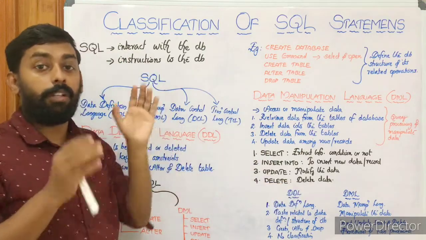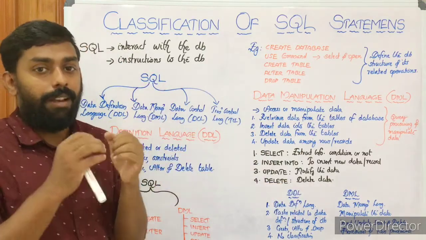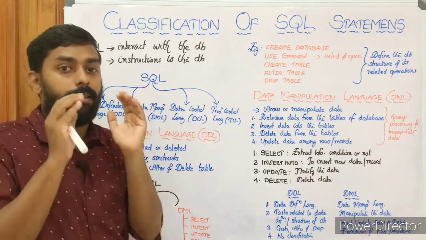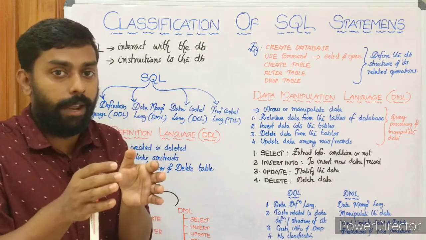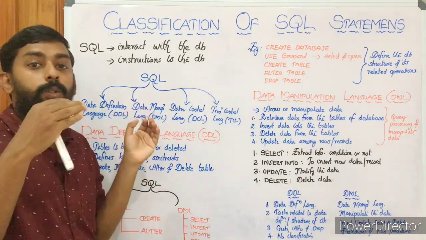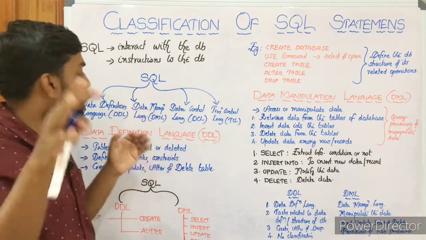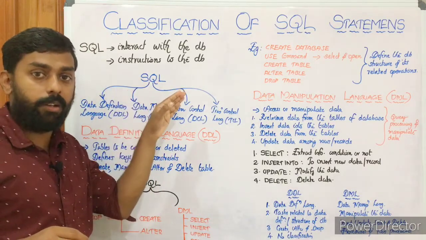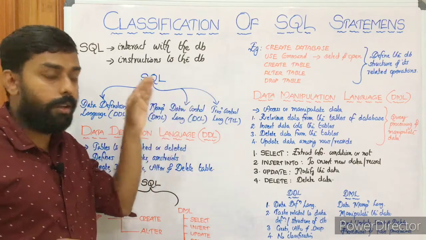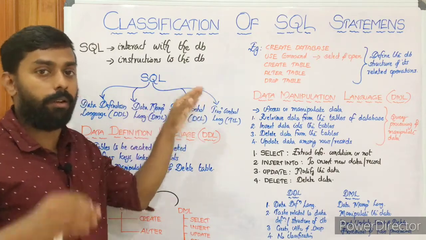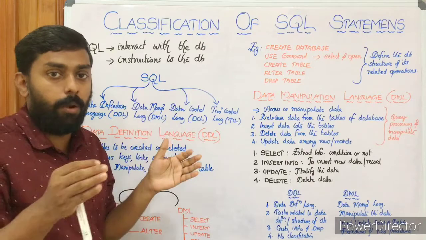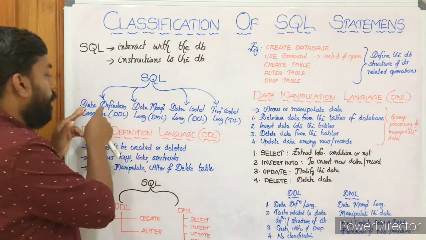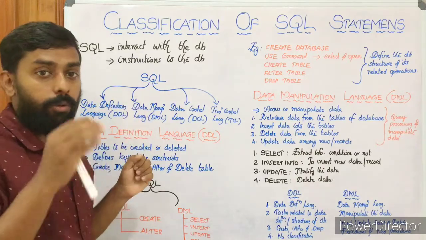So this is all about the classification of SQL statements. Let's have a quick revision. SQL stands for Structured Query Language. It's a standard programming language used to interact with the database, used to instruct the database what to do. SQL is divided into 4: data definition language, data manipulation language, data control language, and transaction control language. DCL and TCL are beyond our syllabus, so we are not looking at that. We are specifically looking at data definition language and data manipulation language, DDL and DML.